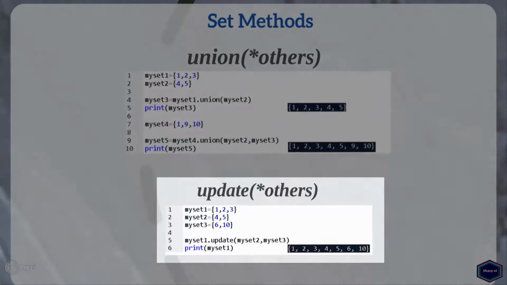The update method takes one or more sets as argument and updates the original set by adding elements from all other argument sets. In this example, I have 3 different sets and I call the update method with myset2 and myset3 as arguments. So the update method updates myset1 so that it contains all the elements which are also in myset2 and in myset3 as shown in this example.